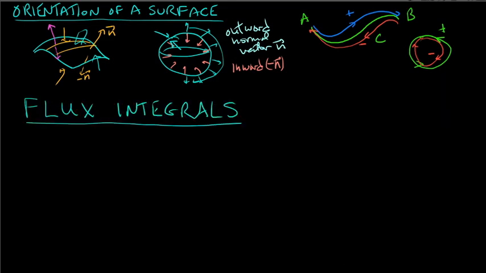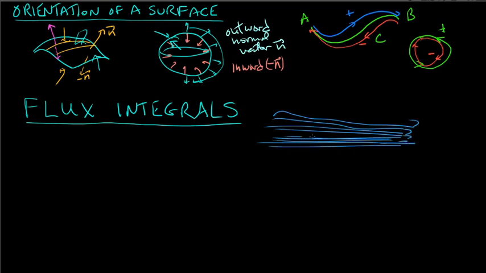Okay, now we come to the idea of a flux integral. So what is flux? Flux is essentially the amount of something flowing through a surface, and I know that's very vague. So here's an example. Suppose we have a river running, let's say, to the right here. This is just water flowing to the right at a certain speed, and in various directions, of course.